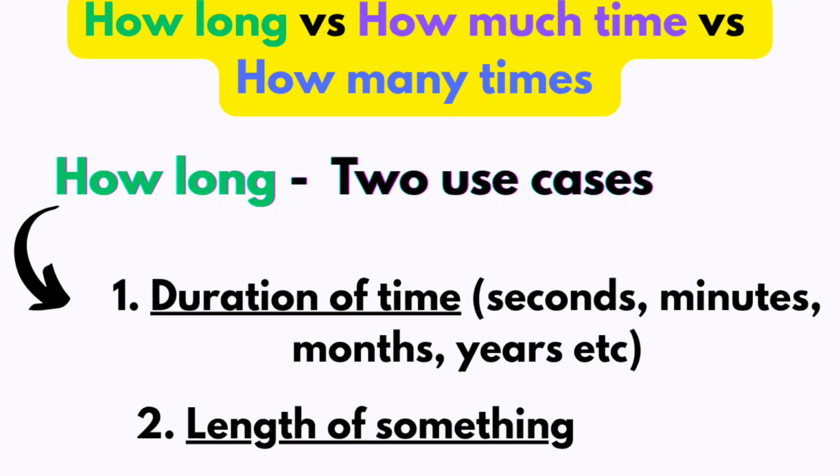When it comes to how long, it has two use cases. We'll discuss one by one. First use case: how long is used for time, duration of time like seconds, minutes, months, years, etc. This is the first use case. Second use case is length of something, length of an object, an instrument, right? So this is about definition. We'll discuss examples one by one, okay?